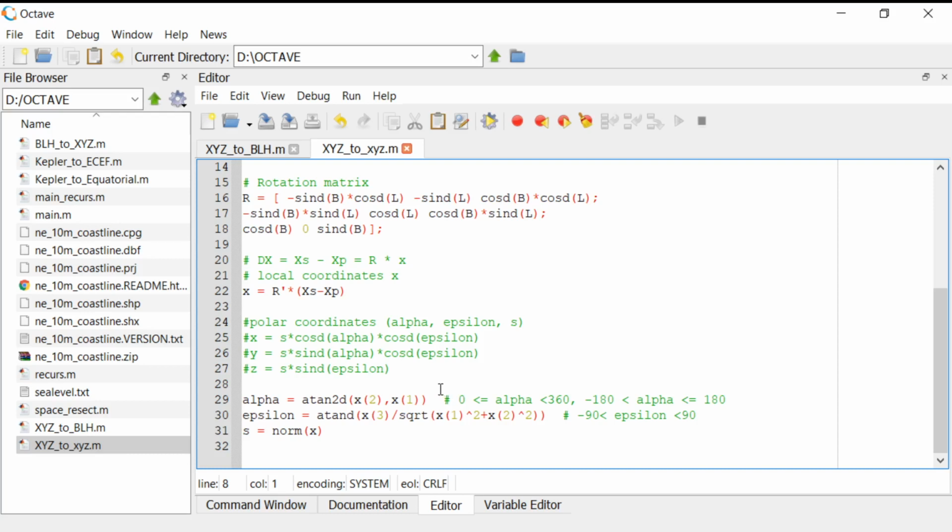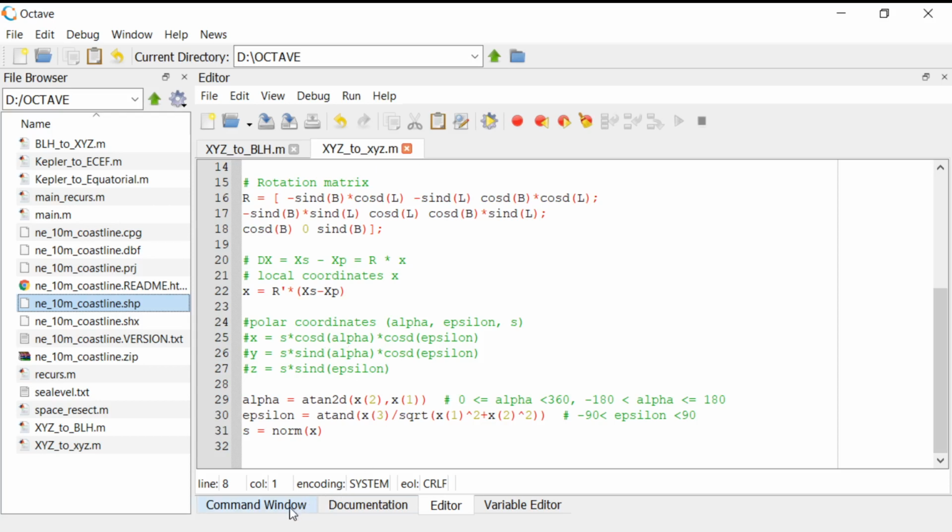So for this purpose, we will use a special package consisting of the plotting of the coastlines of the Earth. You will be provided a coastline shapefile, which can be downloaded with your video, and you can put this shapefile into your working directory.